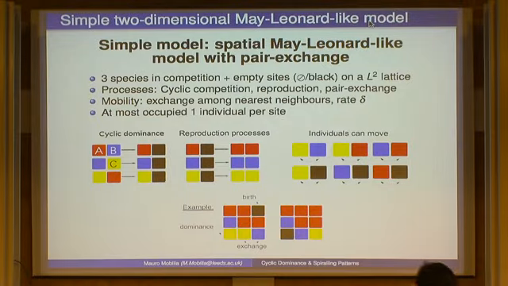And we also want to include some form of mobility, and we want to do this in the simplest way. So we just say that any individual can swap its position with its nearest neighbor, right? We can just swap these guys. The important thing is that they are nearest neighbors. And we do that on a square lattice.